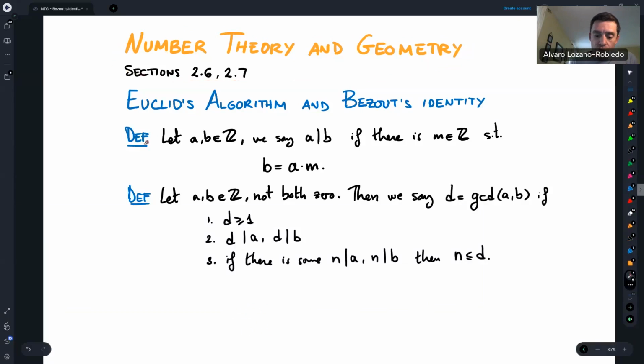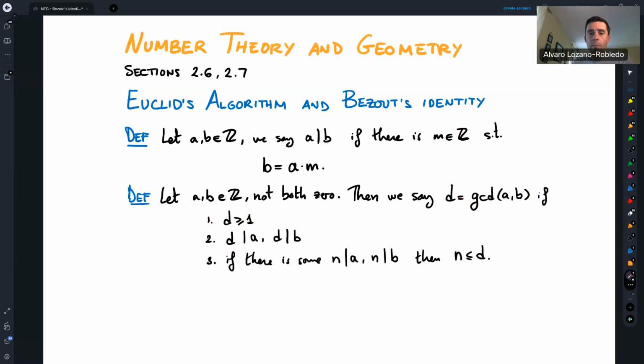So first, just reviewing some definitions that we've seen before. We've seen divisibility. For two integers, we say that A divides B if there is an integer m such that B equals A times m. And we've defined a GCD. A GCD of two integers, not both zero, is a positive integer d that is a common divisor of a and b, and it is also the largest divisor. So if there is another divisor of a and b, then that divisor has to be less than or equal to the greatest common divisor. Great.